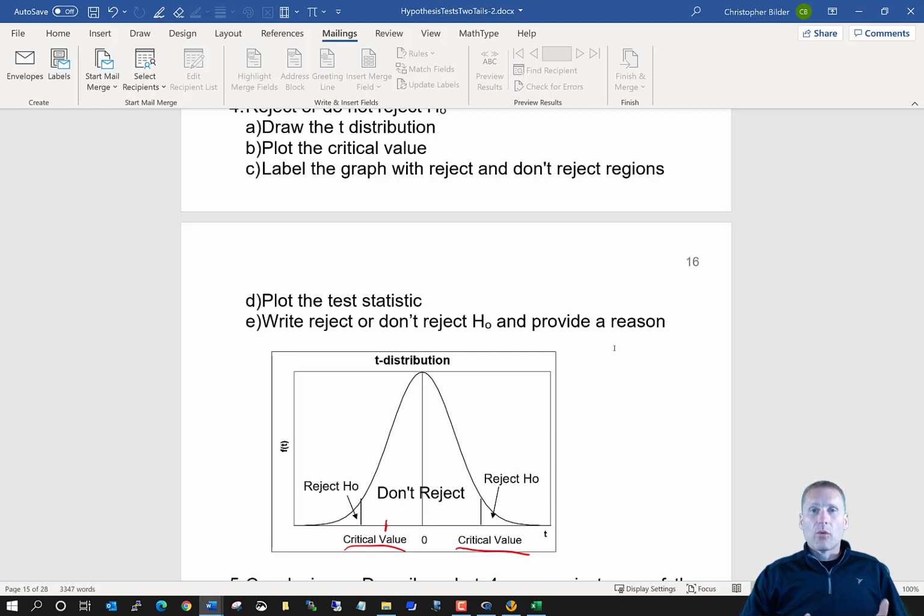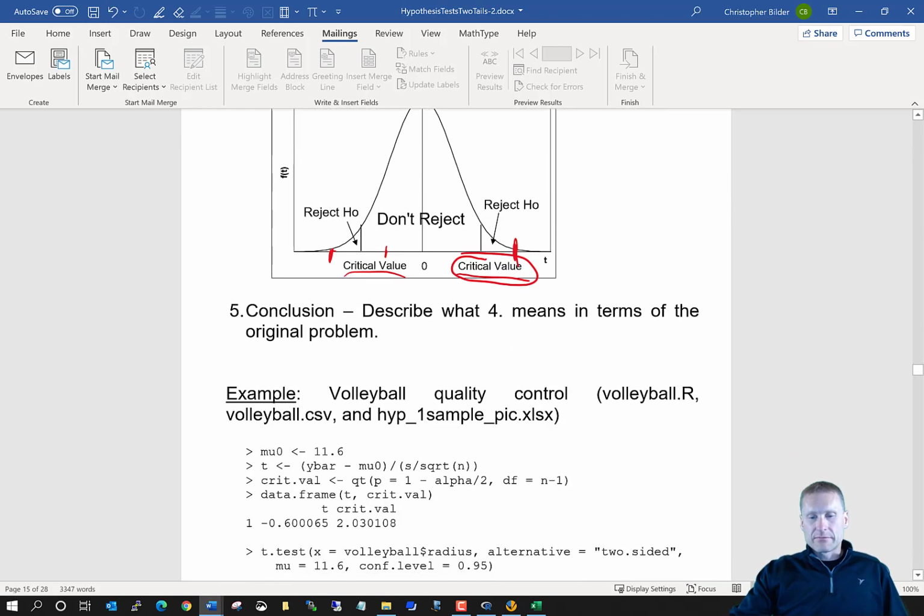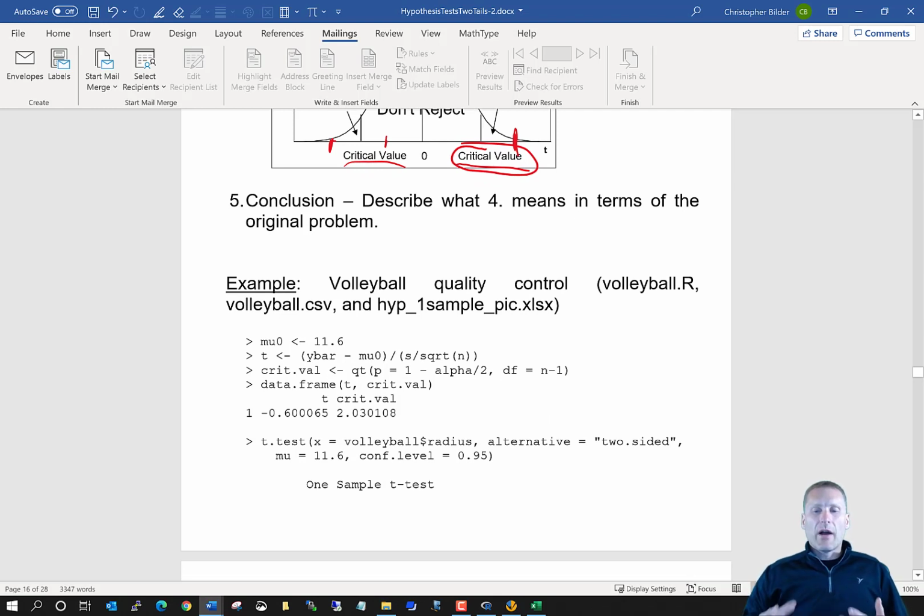In this case I would say don't reject H0 because the test statistic value T is inside the two critical values. If instead the test statistic fell out here, I would say reject H0 because the observed test statistic value was greater than that upper critical value. Or if the test statistic fell right there, I would say reject H0 because the test statistic is less than that lower critical value. And then step 5, describe what 4 means in terms of the original problem.